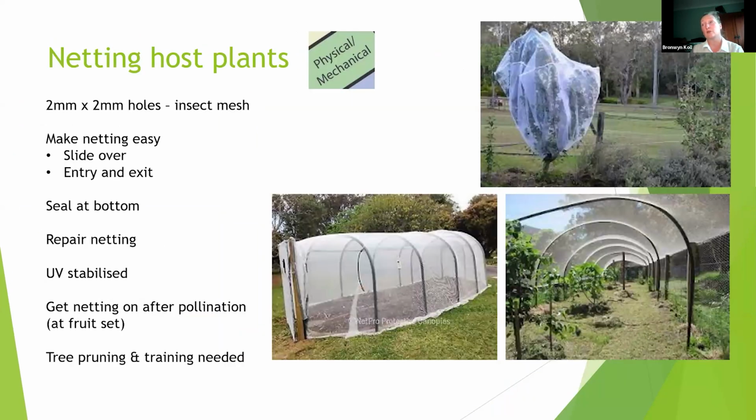Here are some samples of how to use fruit fly netting. It can be bags over trees. It can be arches created over your garden space with fine netting of 2mm by 2mm holes. It's really important to make it easy to put on, easy entry. Make sure it can be repaired and make sure it's UV stabilised so that it can be reused. You put your netting on after the fruit trees have been pollinated, and it takes a lot of planning and tree pruning underneath so that you look after your netted area.